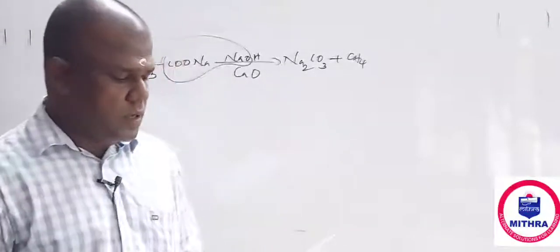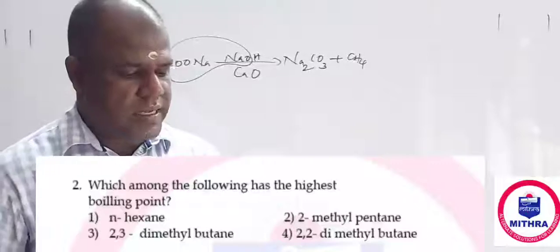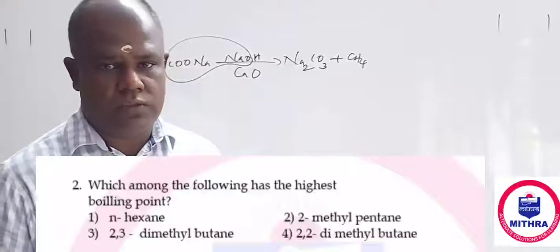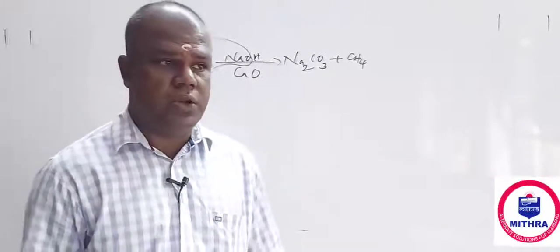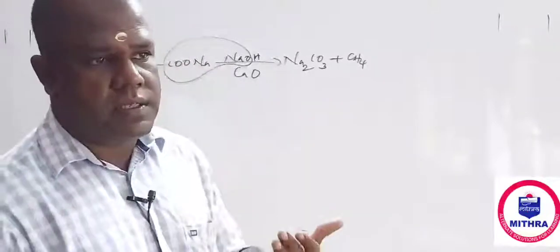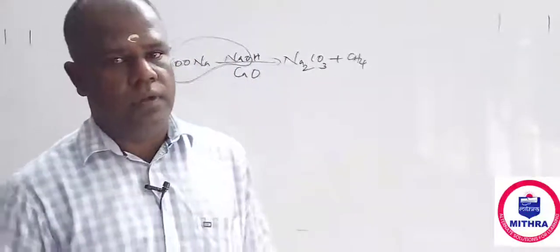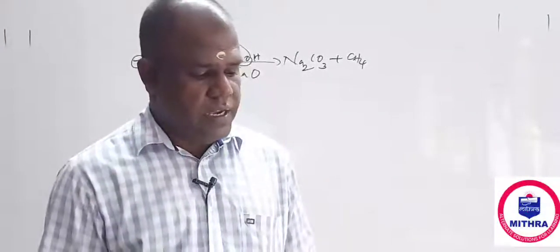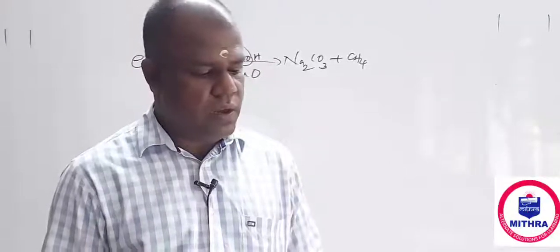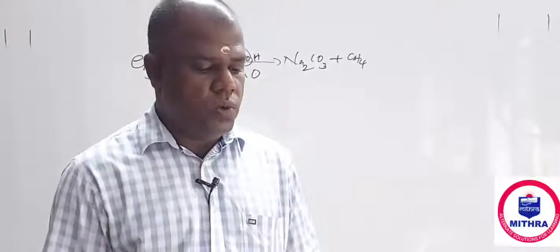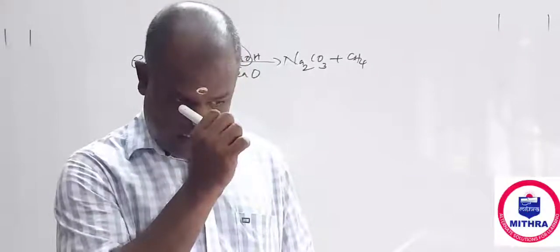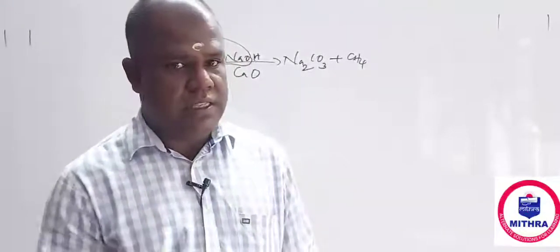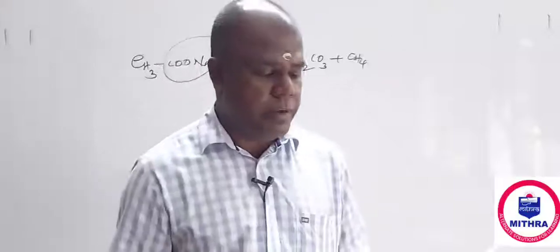Option number 4. Question number 2, which of the following has the highest boiling point? Remember, straight chain hydrocarbons have higher boiling points compared to branched ones. That is a simple idea. And one more point connected to the same thing: branching increases the tendency to dissolve, solubility. So branching decreases the boiling point but increases the solubility. That is a concept. Here, normal hexane, 2-methyl pentane is actually hexane, 2,2-dimethyl butane, that is also hexane, 2,3 and 2,2. So all 4 options are hexane. Among these hexanes, the straight chain has the highest boiling point, means normal hexane.